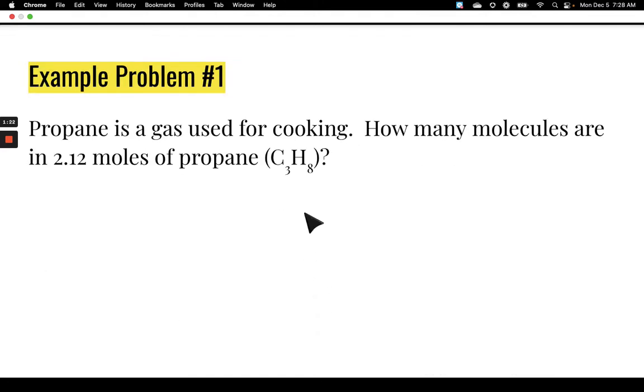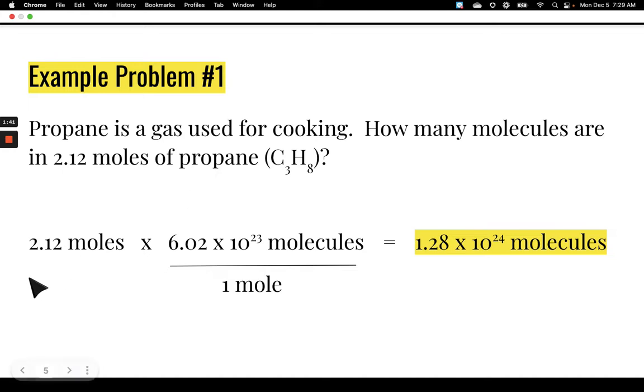So just to review from last slideshow, propane is a gas used for cooking. How many molecules are in 2.12 moles of propane? Again, you're going to see your given, and you're going to want to use the correct conversion factor. Pause the video here and see if you can do it, and then check your answer.